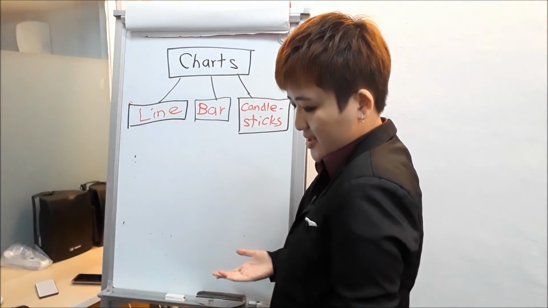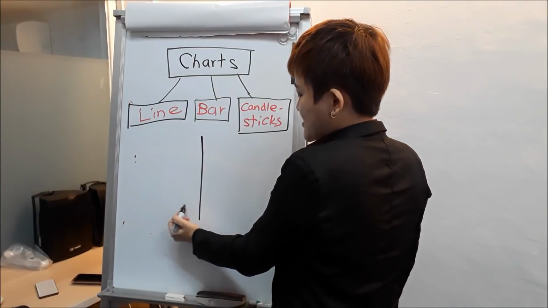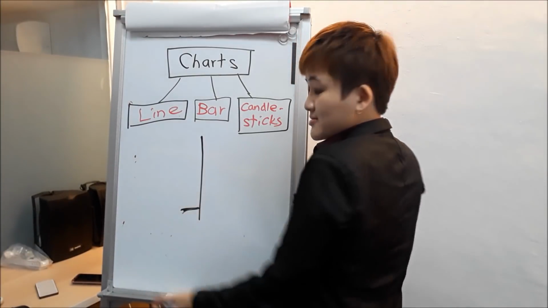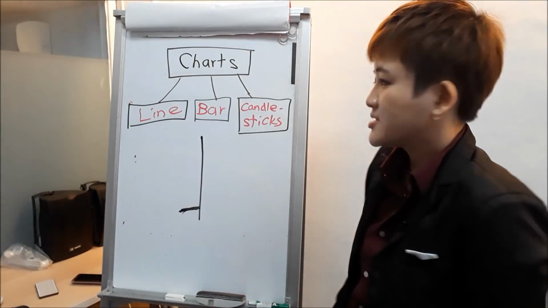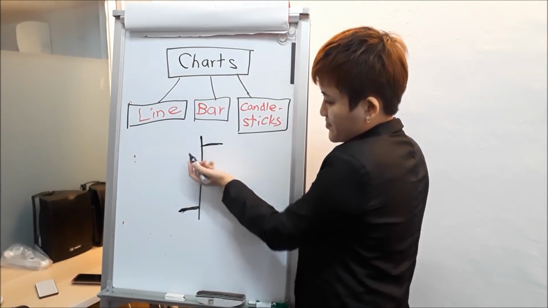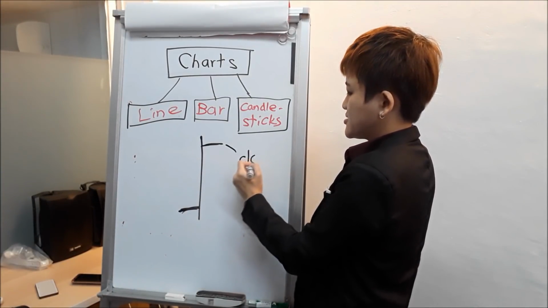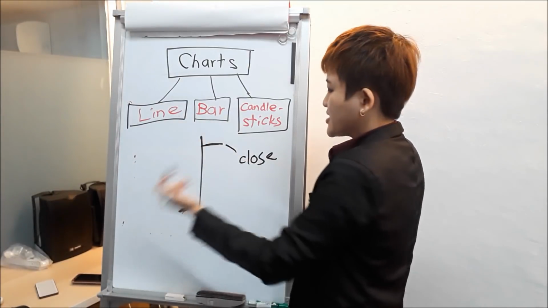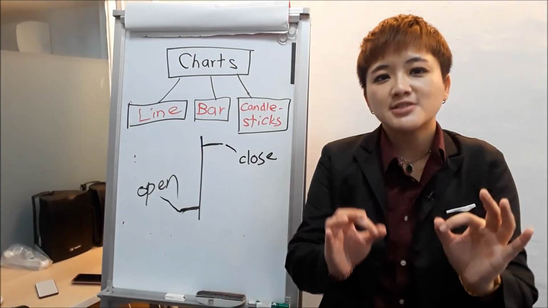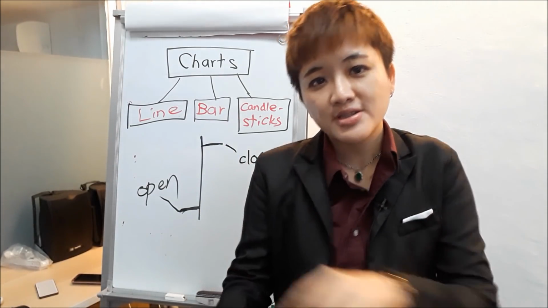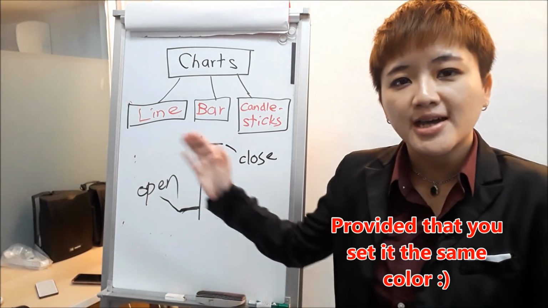Then how about bar chart? Some traders use it. I don't really use it, but basically anything that's on the left side, doesn't matter up or down, this is the opening price. Anything that's on the right side, the horizontal line is the closing price. So close right side, open left side. The good thing about bar charts is that you won't get distracted by the colors because all the colors are the same.